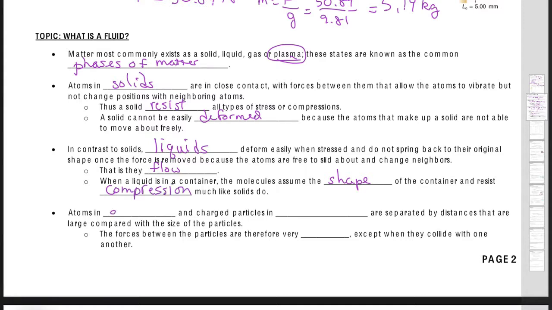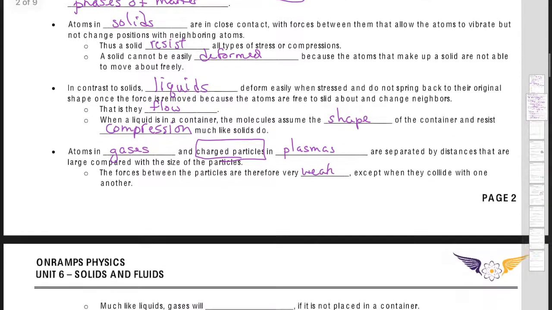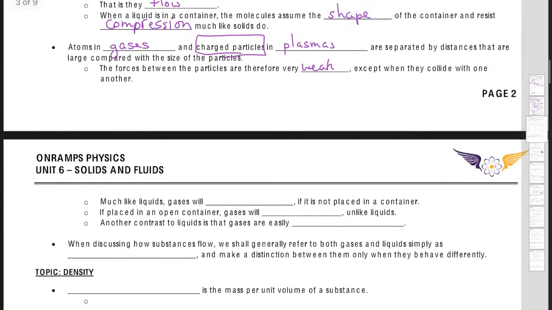Now, atoms in gases and charged particles in plasmas, and that's what really separates a plasma from a gas. So think about plasma: superheated gases where electrons start getting stripped off, which then charges them. And hence the reason why like neon lights are plasma. Okay, the forces between the particles are therefore very weak, except for when they collide with one another. All right, and so these are the more technical ways, or the differences between the states of matter.